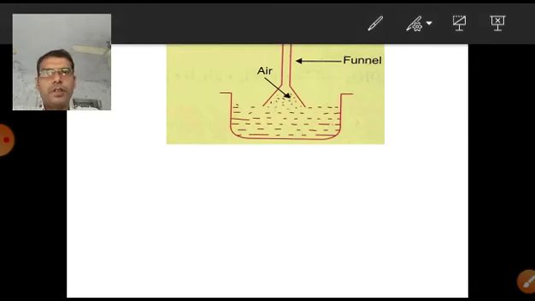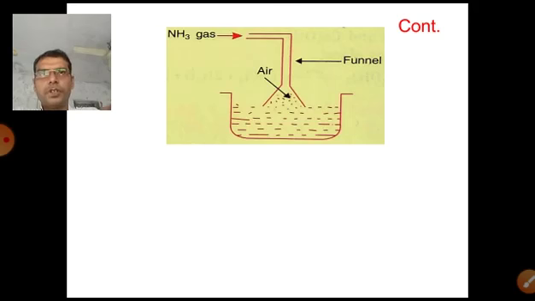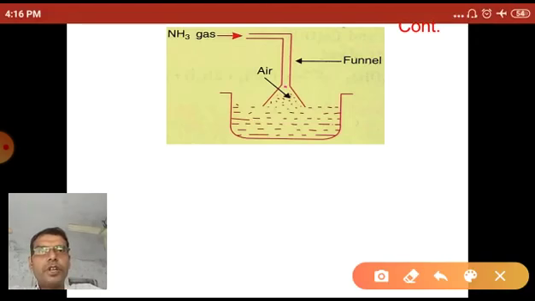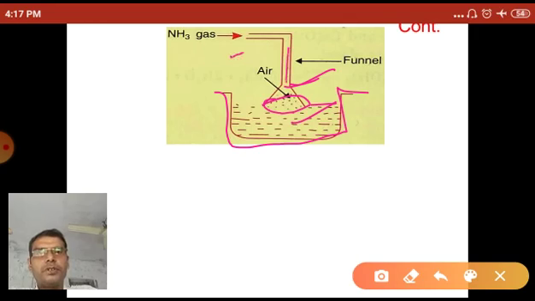Now let's see the inverted funnel in this diagram. This is the inverted funnel, and this is a beaker containing water. The rim of the inverted funnel just touches the surface of the water, and the tube of the inverted funnel is attached to the delivery tube of the ammonia gas.